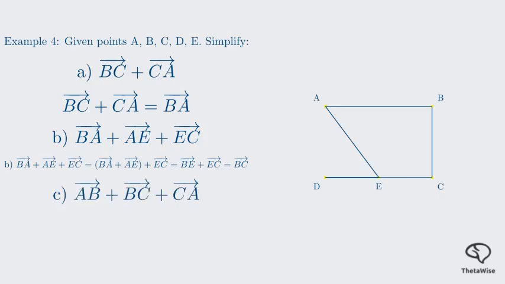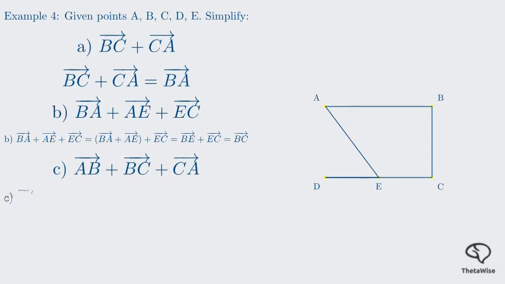One more to show the zero vector, vector AB plus vector BC plus vector CA. The sum of the first two, AB and BC, is AC. Then we add CA, but CA is the negative of AC. So the sum is AC minus AC, which equals the zero vector. Graphically, we traveled from A to B, then B to C, then C back to A, resulting in no net change.